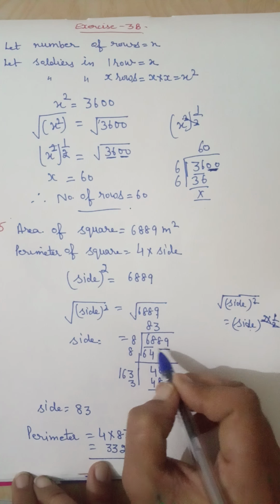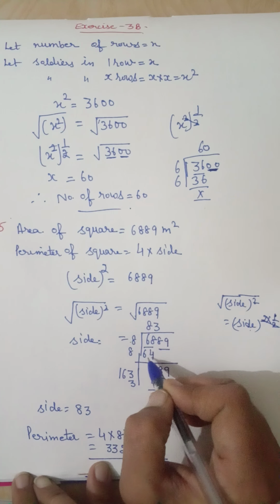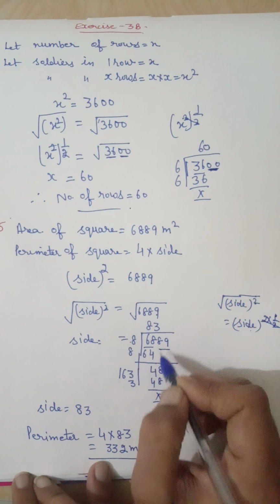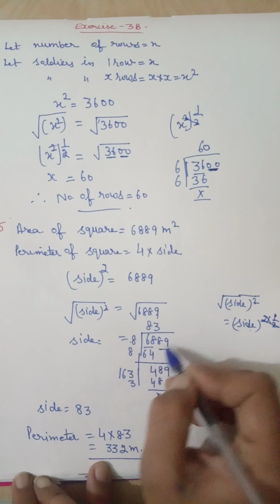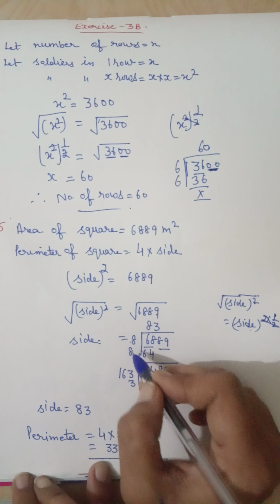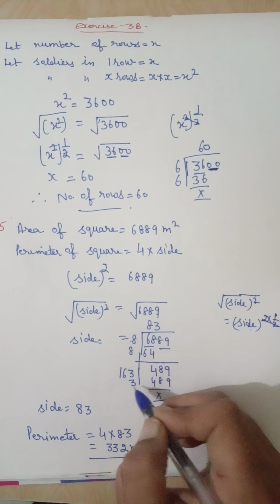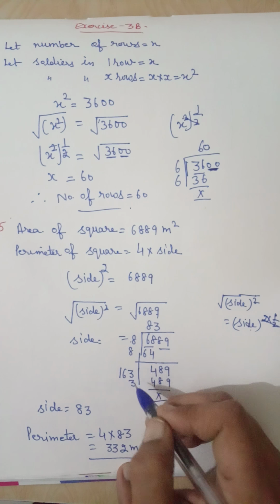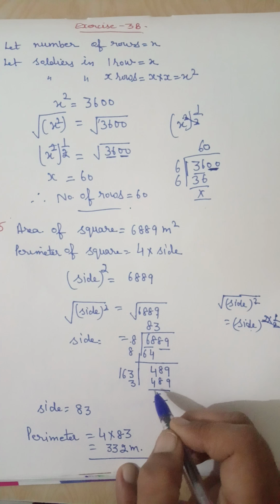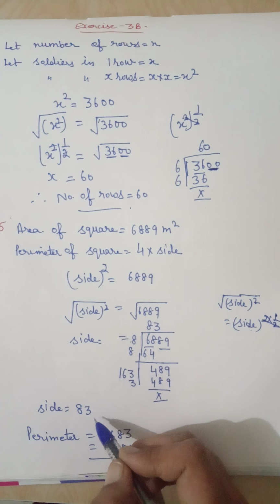Side is equal to... we make the pairs. 8 8s are 64, 8 minus 4 is 4, 6 minus 6 is 0. Now the full pair is here, 8 plus 8 is 16. It is divisible by 3. 16 3s are 48, 3 3s are 9, 3 6s are 18, 3 1s are 3 plus 1 is 4. Now side is equal to 83 meter.